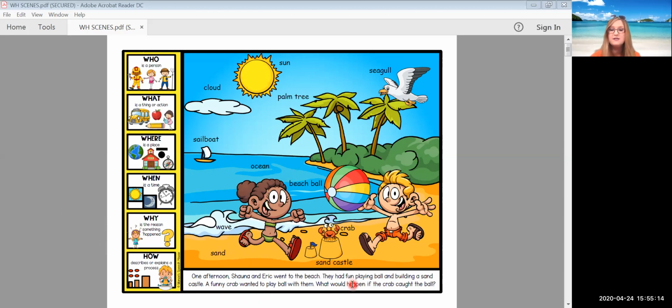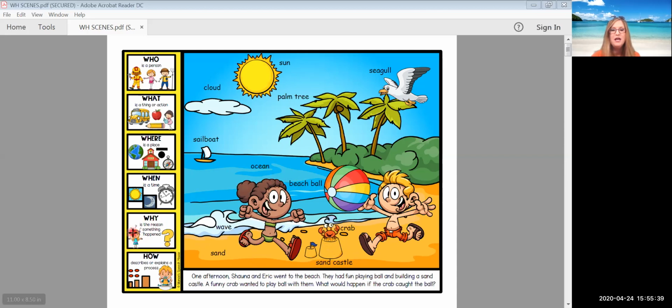One of the things it tells us is that they had fun playing. You can play ball in a ballpark. You can play ball in your yard. But they wanted to play ball at the beach and build a sand castle. Now, we can play in the sand at home for sure, but there's nothing like building a sandcastle on the beach. So the why is that they wanted to have fun playing ball and playing in the sand on the beach.